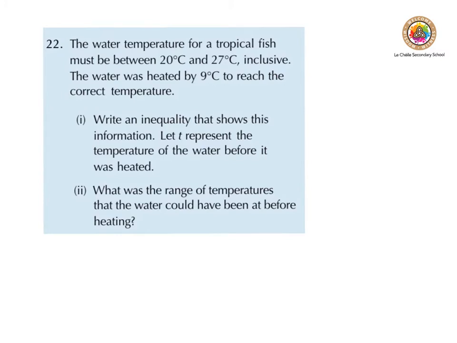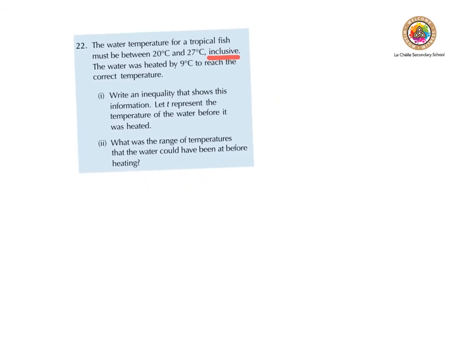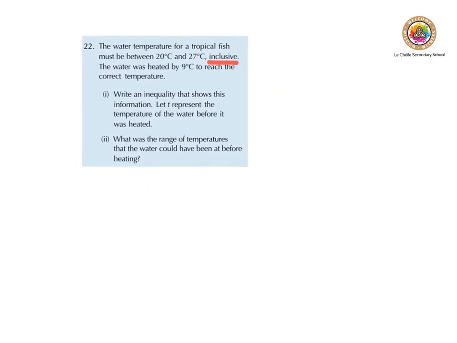Okay, and here in this question we're told the water for a tropical fish must be between 20 and 27 degrees inclusive. Again, that's an important word for us because that means our inequality will be less than or equal to, and greater than or equal to at the lower end. Then we're told that the water was heated by 9 degrees to reach the correct temperature. Write an inequality that shows this information and let T represent the temperature of the water before it was heated. Beginning that, what are my outer bands?